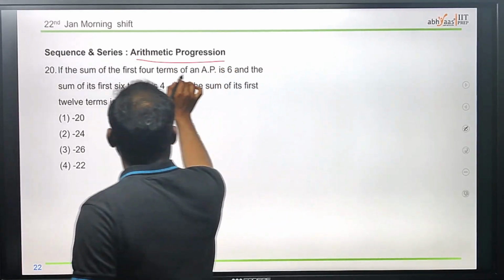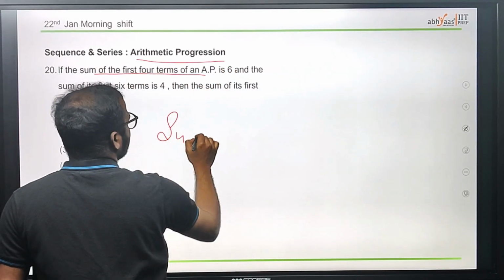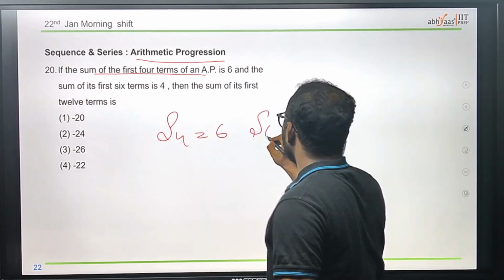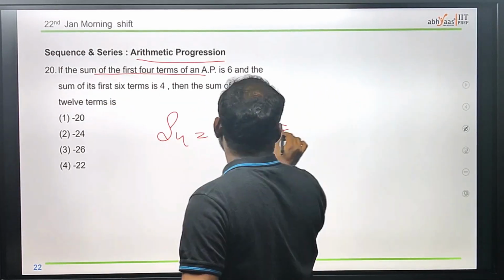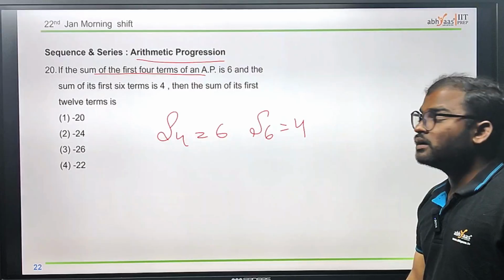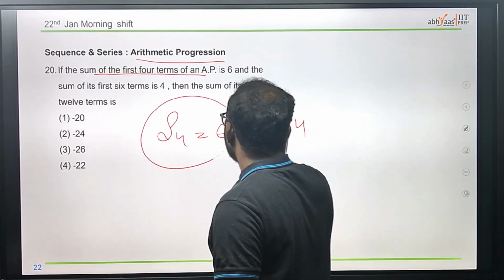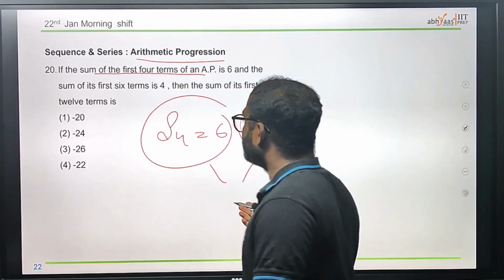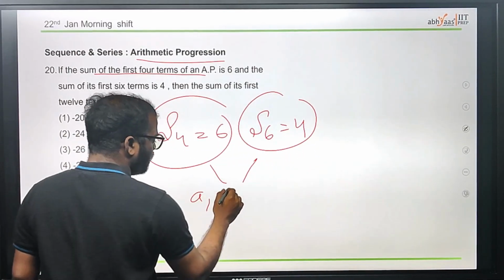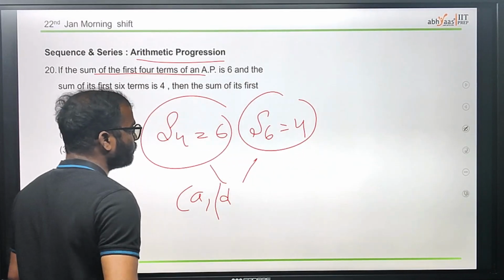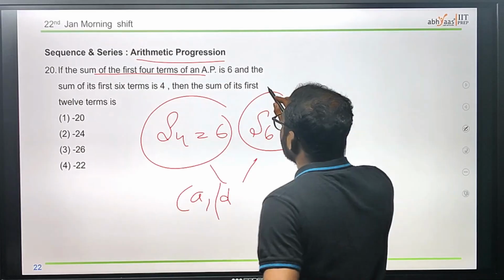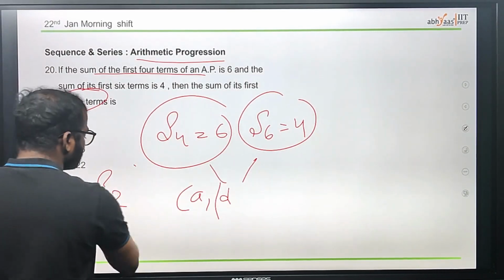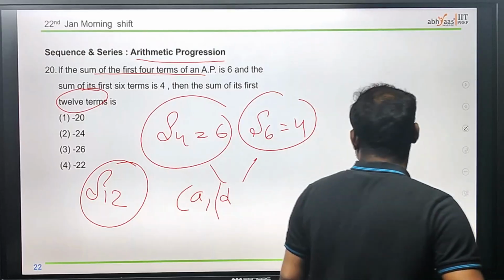If you see here, we have the given S4 as 6 and the sum of the first 6 terms, S6, as 4. Now, by using the sequence formula, we can easily find the two equations, and solving the two we will find the a and d values. After finding the a and d values, we just substitute them into S12. We need to find S12, so just substitute those values in S12 in order to find the answer.